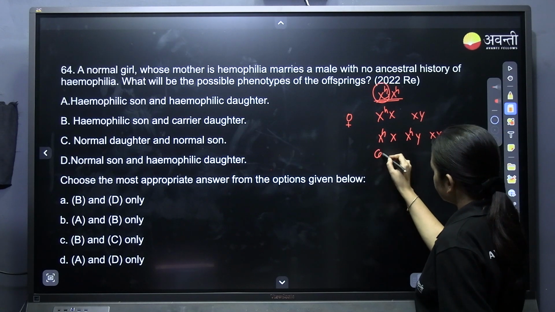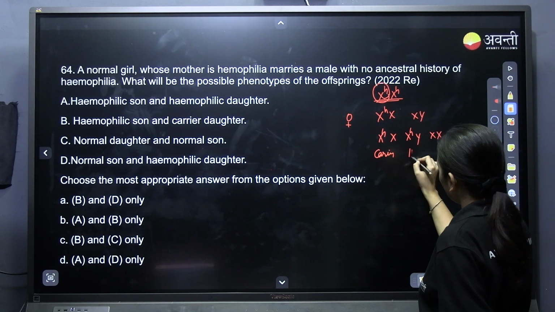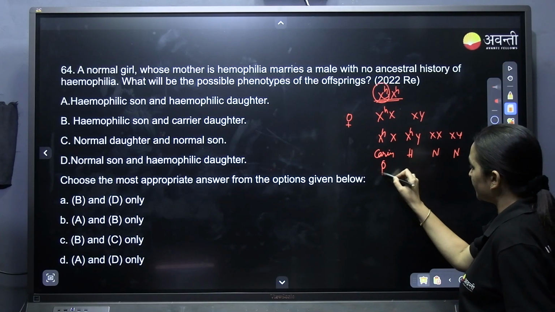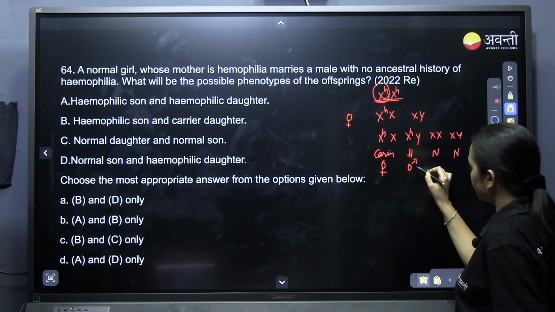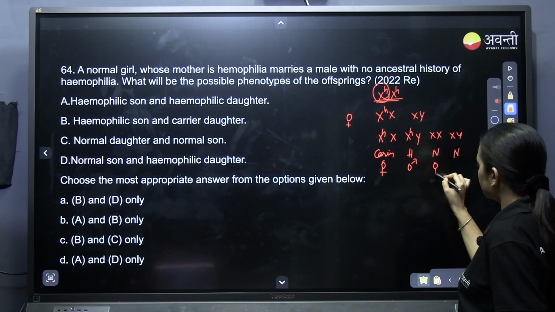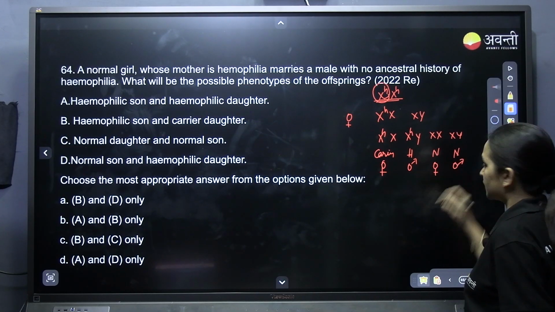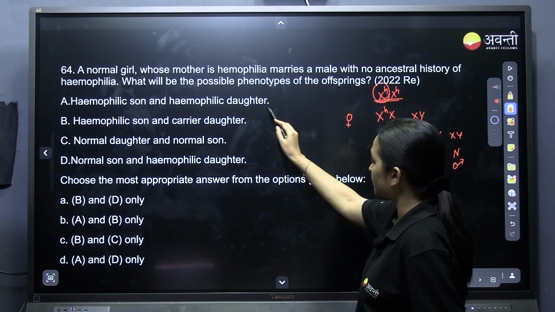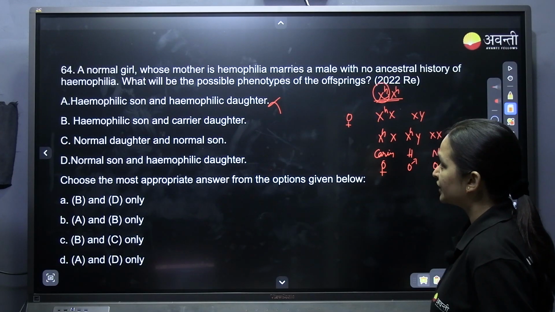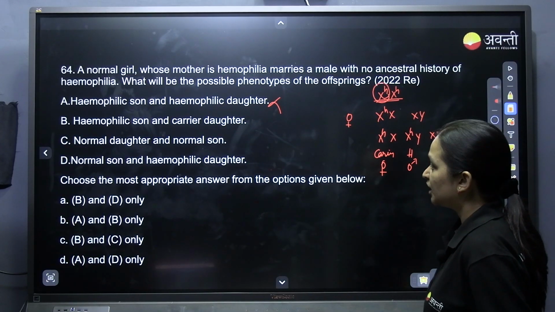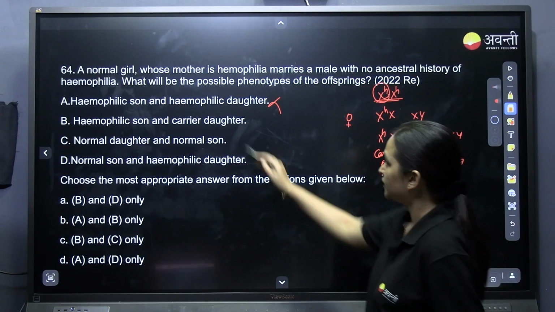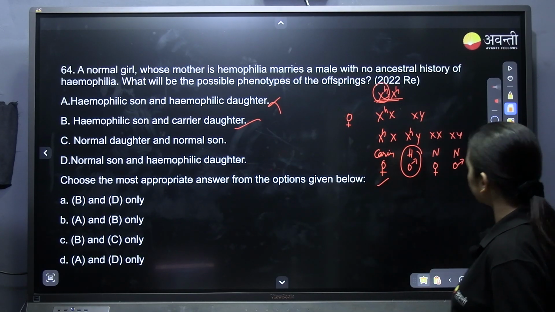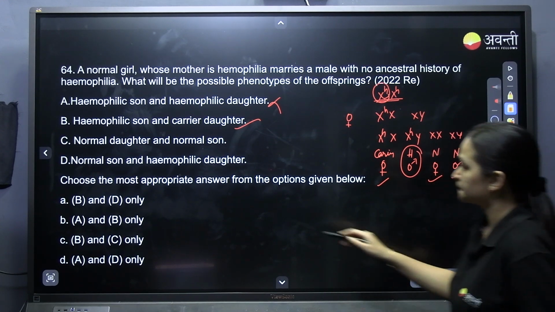Carrier, hemophilic, normal, normal. Carrier female, hemophilic male son, normal daughter and normal son. Normal daughter and normal, okay. Hemophilic son and hemophilic daughter? No. Only hemophilic son is there, hemophilic daughter is not there. Hemophilic son and the carrier daughter? Yes. Hemophilic son is here, carrier daughter is here. Normal daughter and normal son? Normal daughter is there, normal son is there.